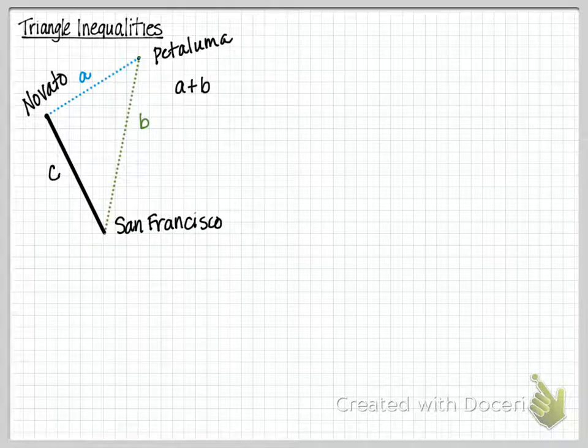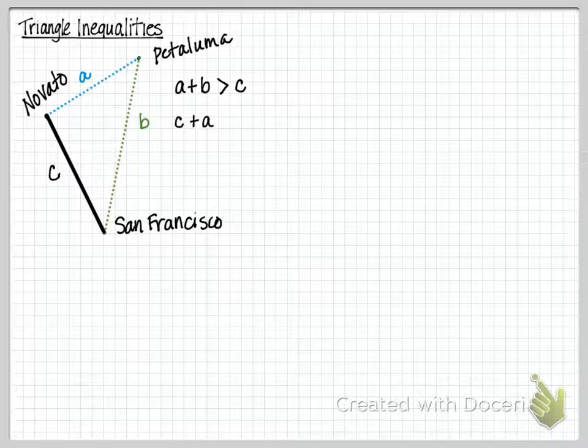Now, we could travel from Novato to Petaluma and then to San Francisco. If we did that, we would be traveling the distance A and then the distance B. But that would be greater than if we went straight from Novato to San Francisco.